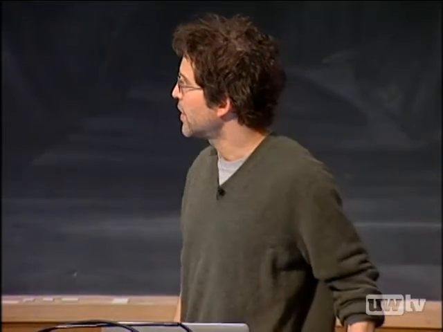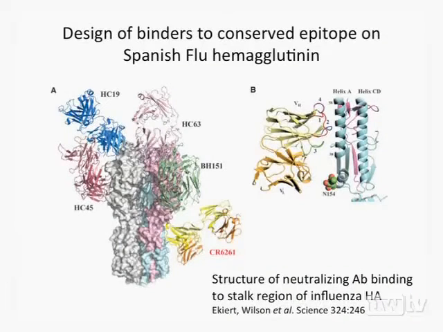So I'm going to illustrate this with the design of binders to the H1N1, the Spanish flu hemagglutinin. That's shown here. And in this picture, you see the structures of various antibodies that are known to bind the hemagglutinin, including one down here. We were very interested in this site because it's very highly conserved in influenza viruses, in part because it's right near the fusion peptide, which is critical for cell fusion, for entry of the virus.